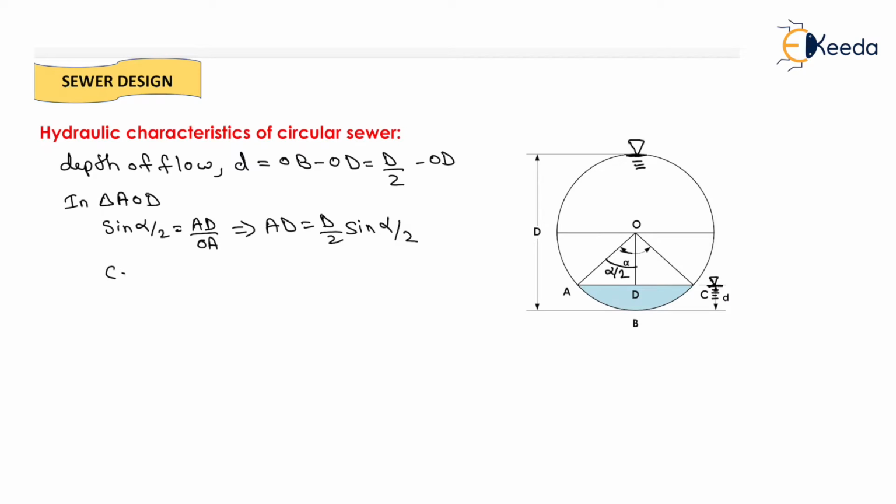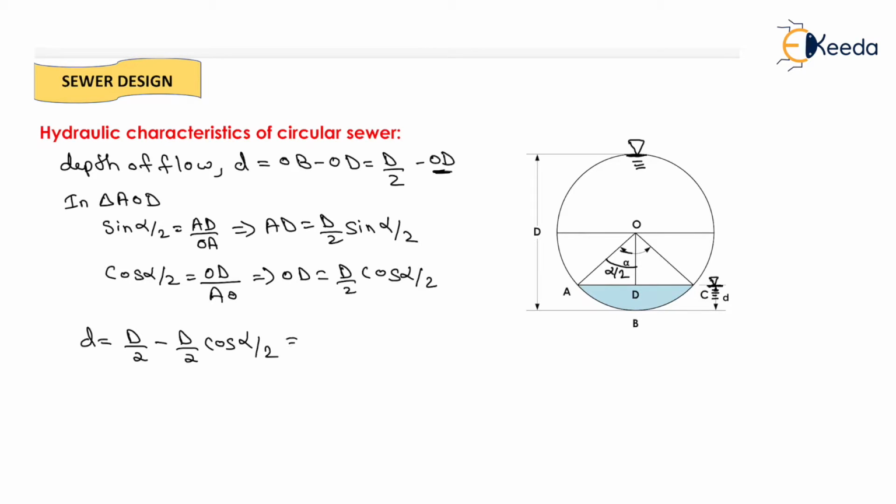Now we will go for the cos alpha by 2 in the same triangle. It will be equal to base upon hypotenuse, that will be equal to OD upon AO. Okay, now it will be equal to D by 2 cos alpha by 2. So we had determined the OD value as well as the AD value. Now in the depth of flow there will be the OD parameter, so we need to write here the OD value, which will be equal to D by 2 minus D by 2 cos alpha by 2.